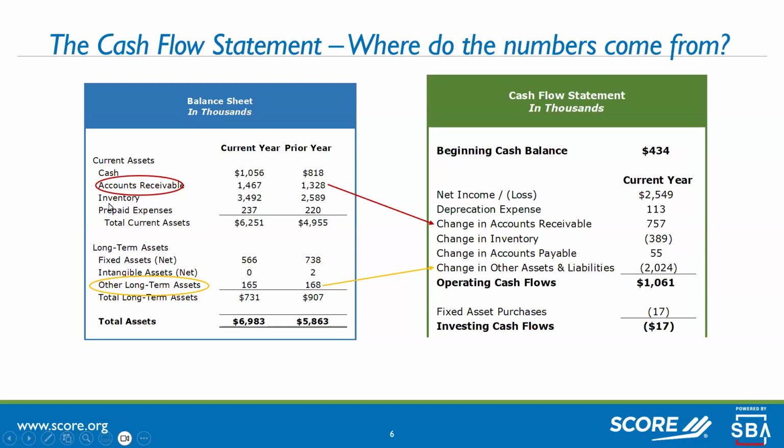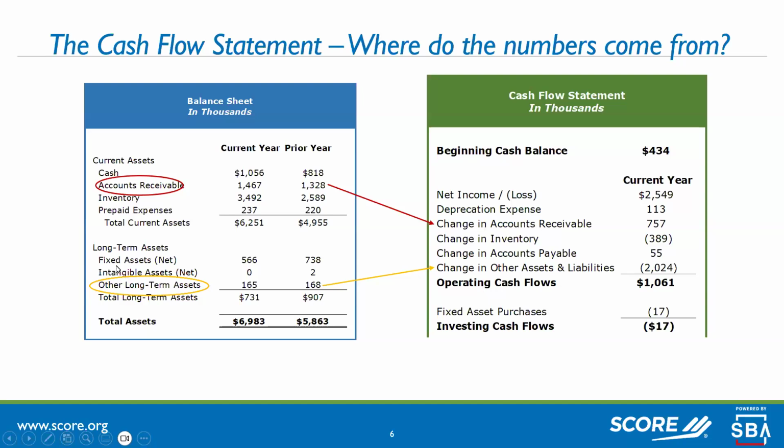You can see inventory is on here as well. That's going to work the same way. Other long-term assets. This could be capital type things or investments, and those would roll into the change in other assets and liabilities. But these are all going to flow through operating cash flows.